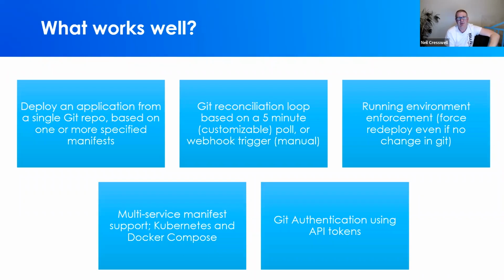So what works well? As I said, this is our first version of this GitOps engine. It's going to get a lot better. What works well at the moment? Deploying an application from a single Git repo, based on one or more manifests. A reconciliation loop that's based on a 5-minute poll or the webhook trigger. The environment force redeploy, to make sure that no one makes any changes. Multi-service manifest, so if you want to have multiple manifests, you can do so. And Git authentication using tokens. So that's what works really, really well.